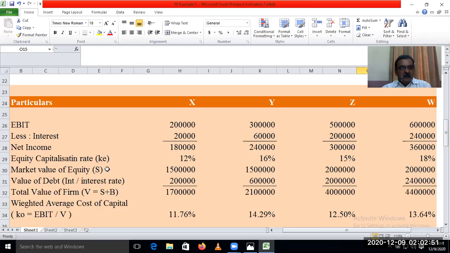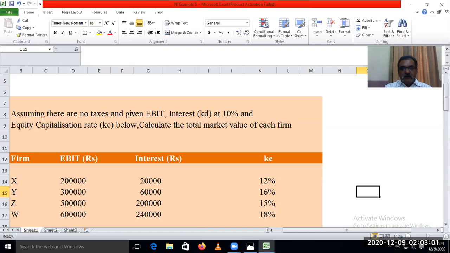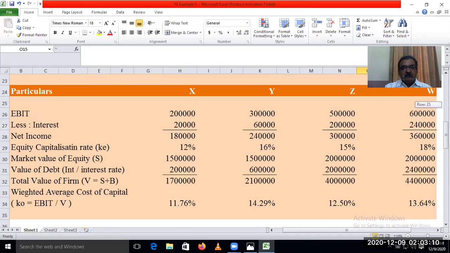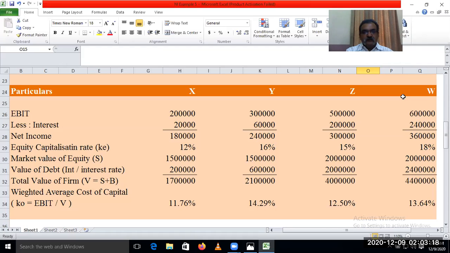And the value of equity is net income divided by equity capitalization rate. So on the next line, I have written equity capitalization rate. These are also given in the example. You can check out X 12%, Y 16%, Z 15%, and W 18%. So these are the equity capitalization rates.